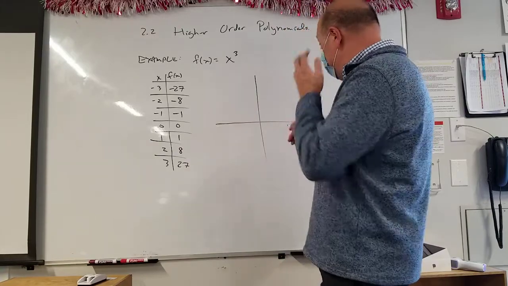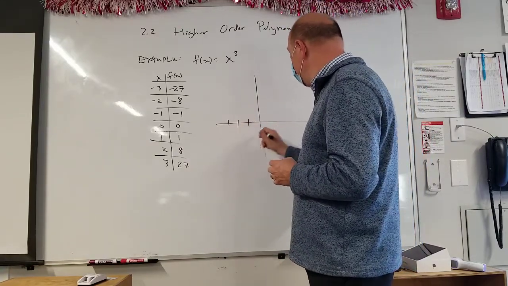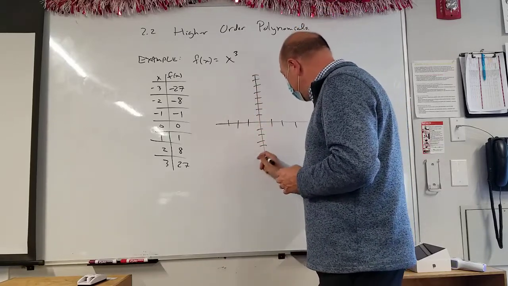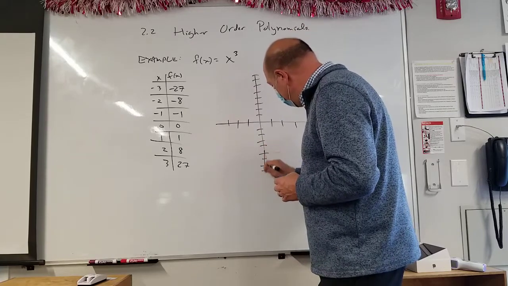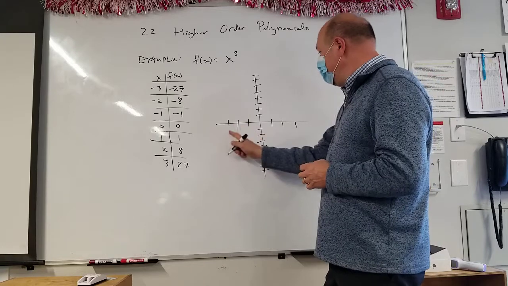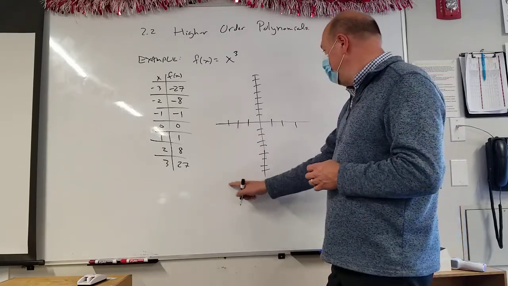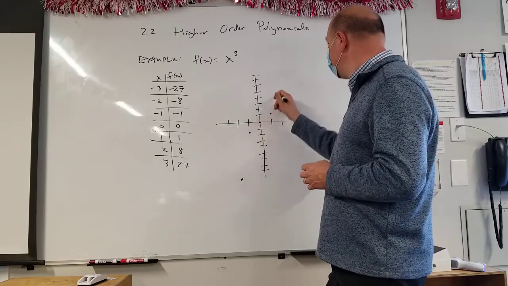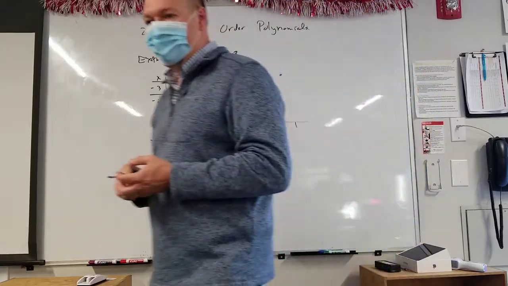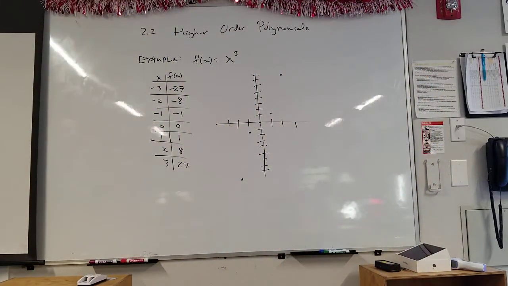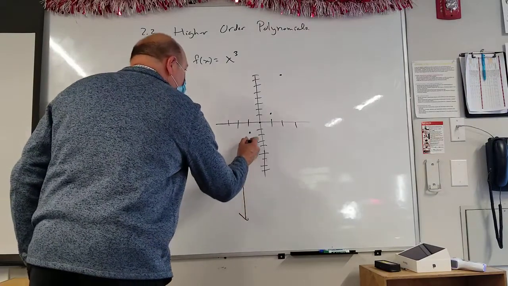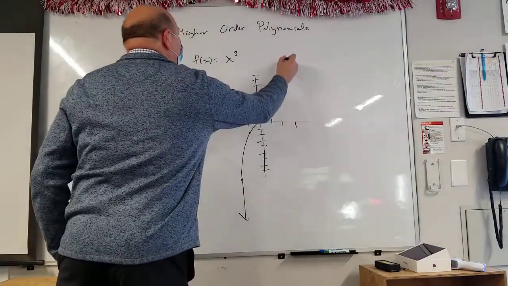1, 2, 3. 1, 2, 3. 1, 2, 3, 4, 5, 6, 7, 8. We go like this. So -3, forget it. It's all the way down here, right? -8 is at least about here. -1, 0, +1, +8, and then off and away. We're good. The graph of it starts from the bottom, goes like this, and goes up like this.